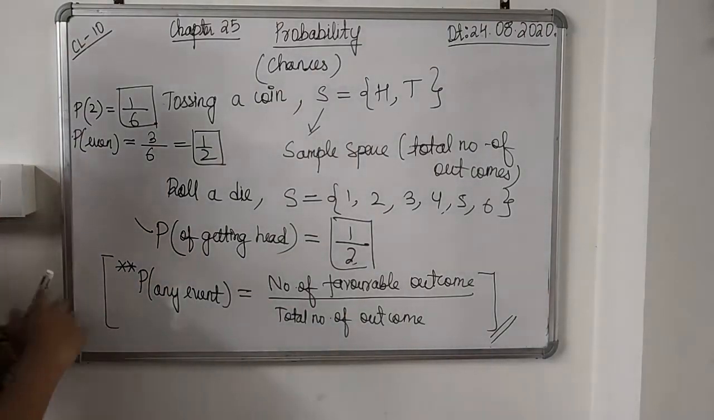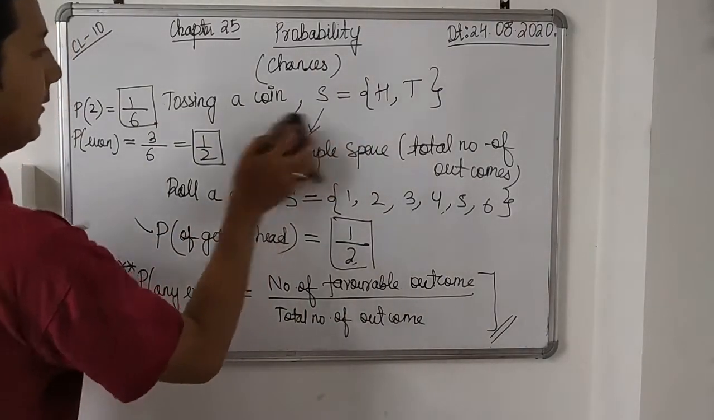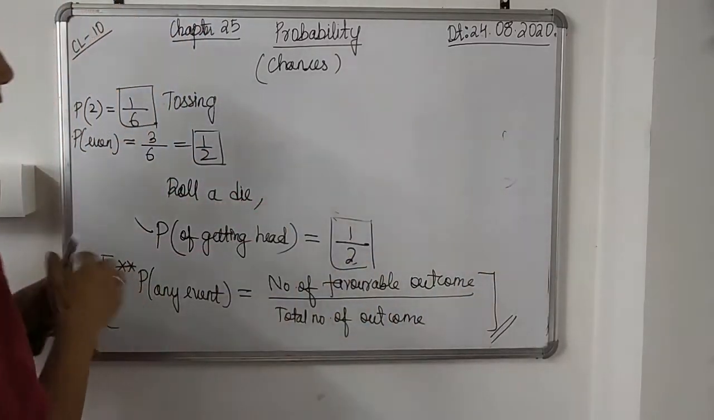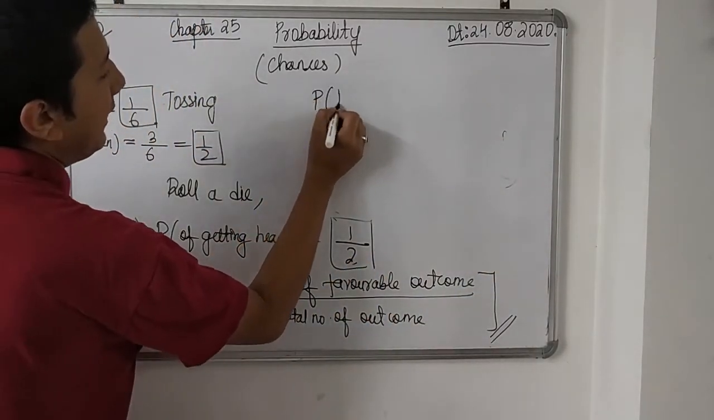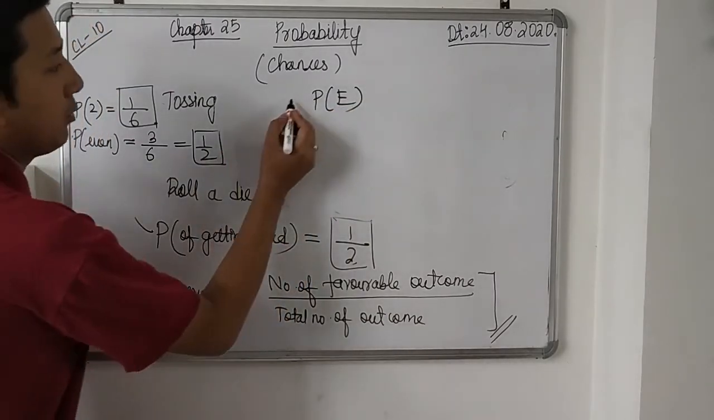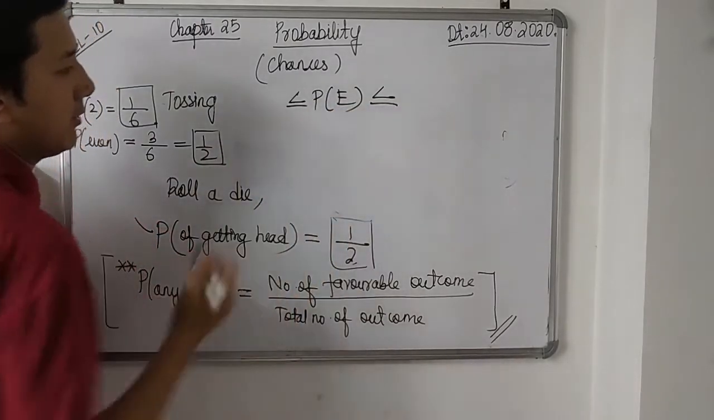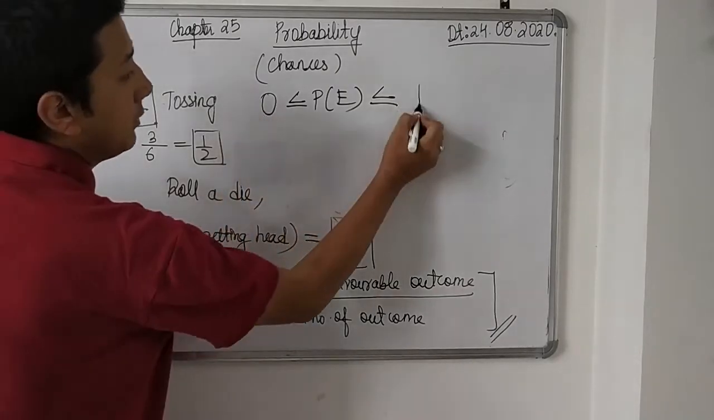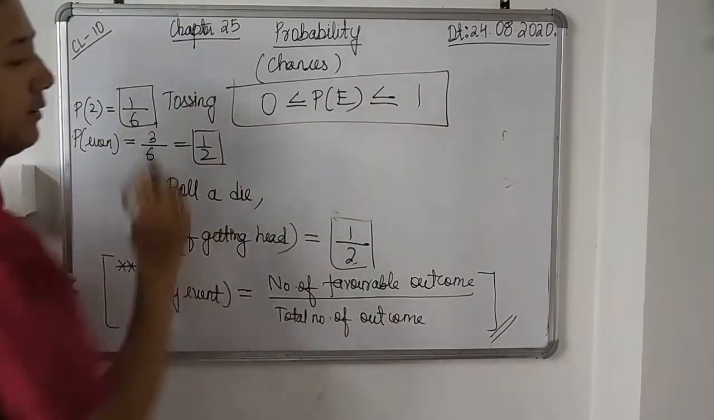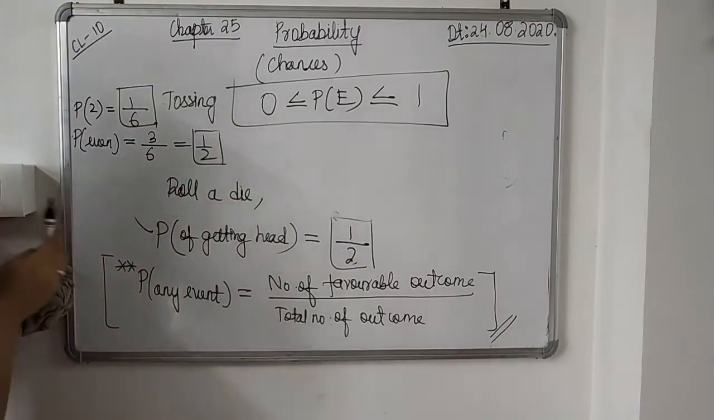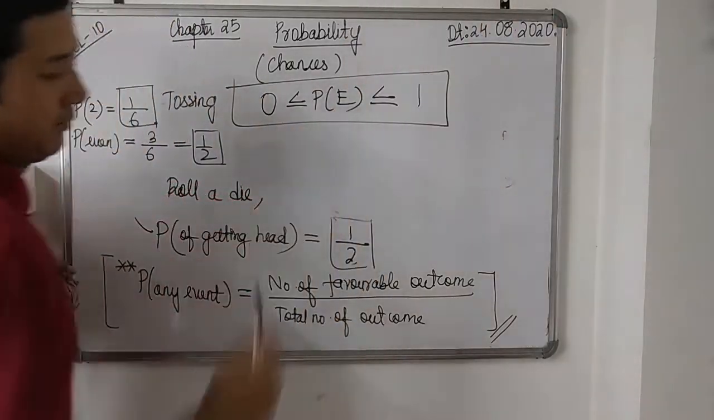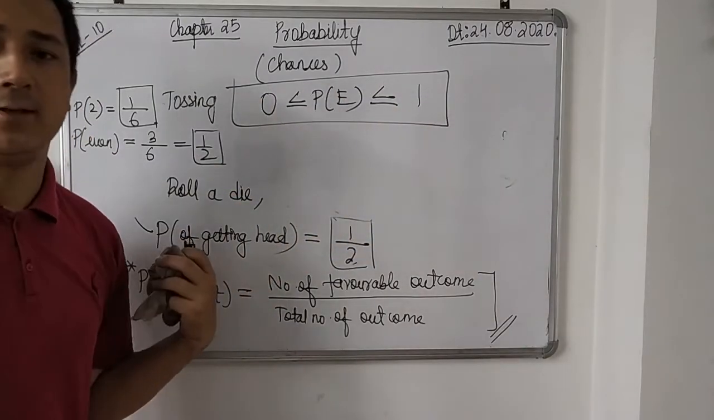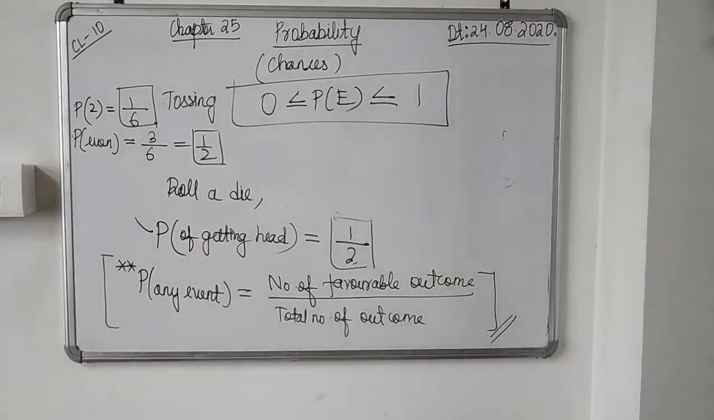Okay? And one more thing, please remember, the probability of any event, its value lies from 0 to 1. It cannot be less than 0, negative, and it cannot be more than 1. Please pause the video and note it down.